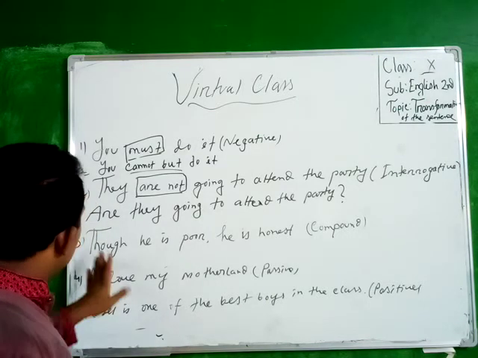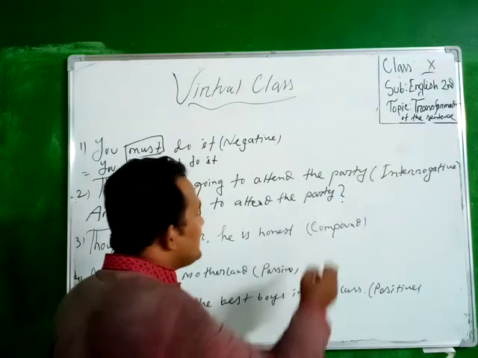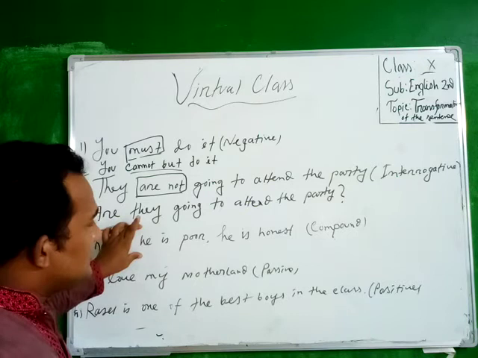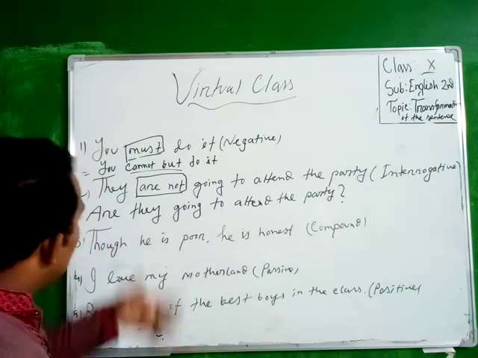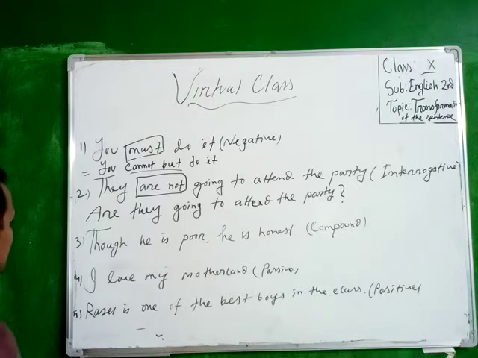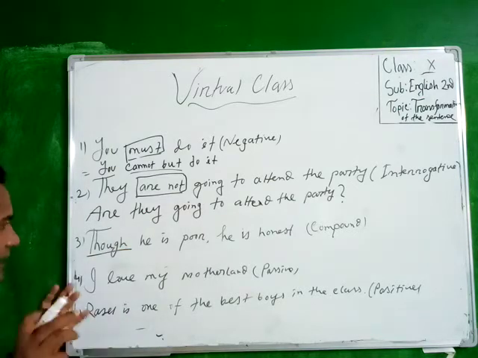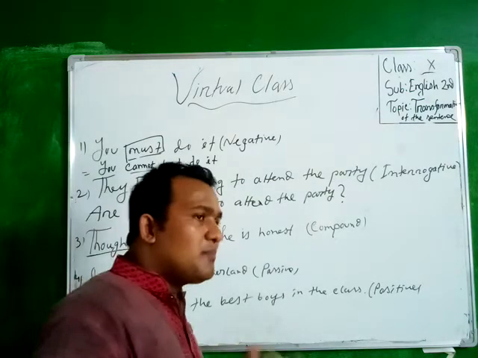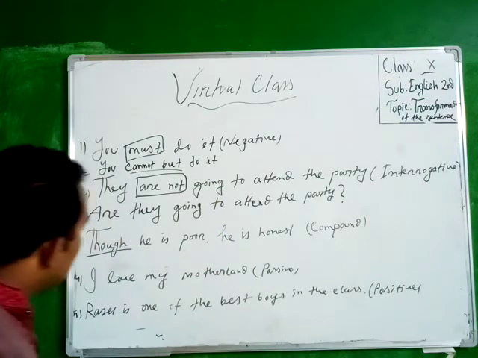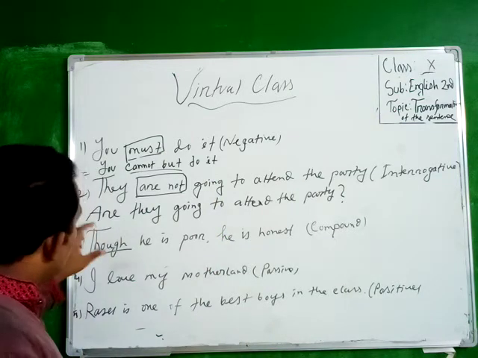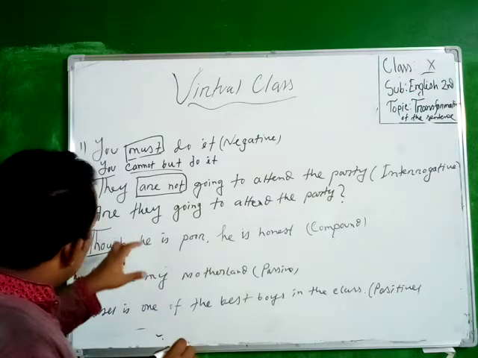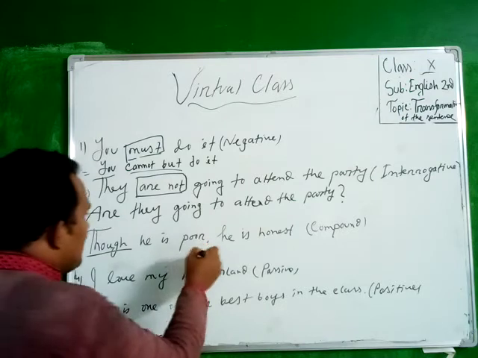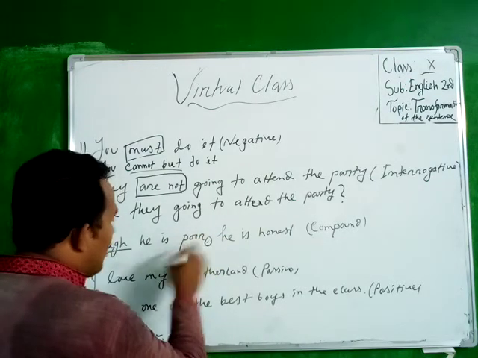Okay, come to number 3. Though he is poor, he is honest. You can see that you have to make it compound. So actually, this sentence is complex. In terms of making compound, remember that when any complex sentence starts with though or although, you have to bring or put but in the middle of the sentence instead of the comma.